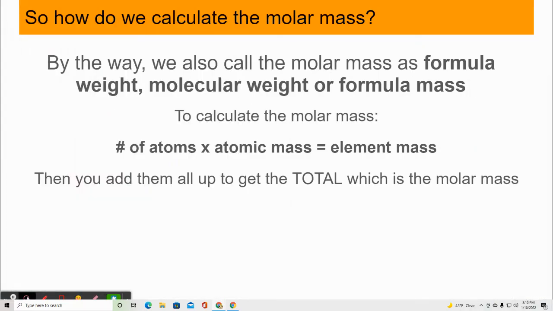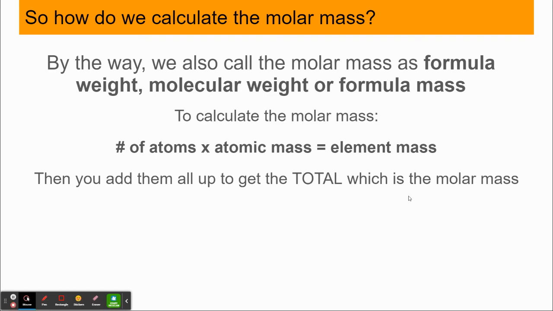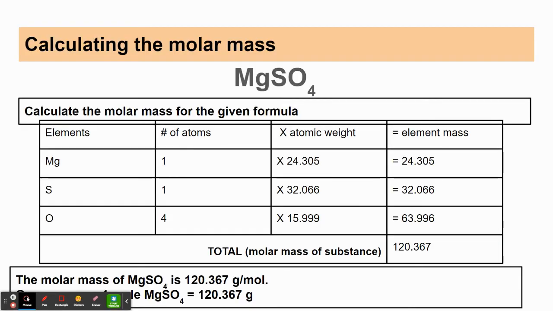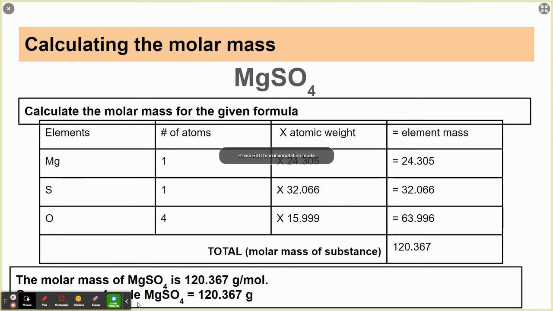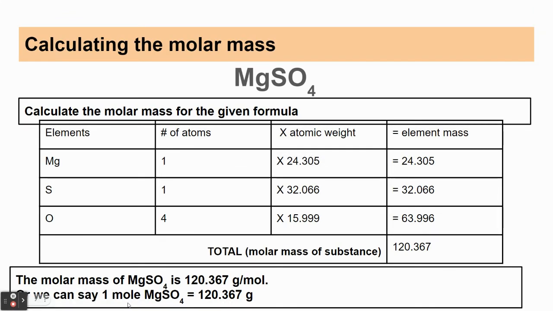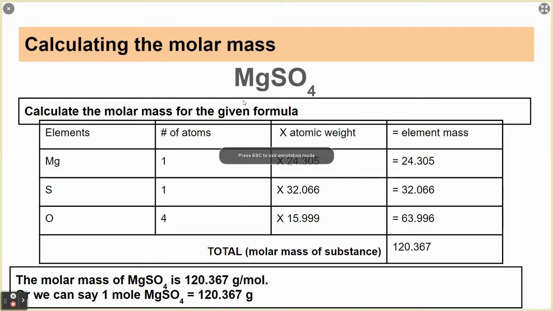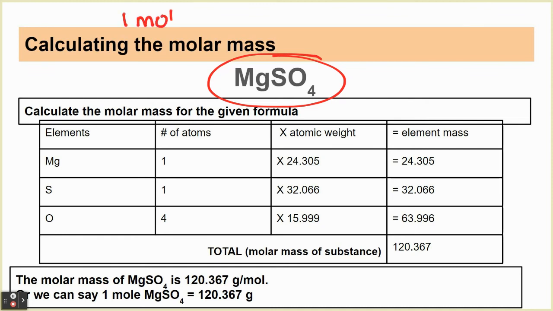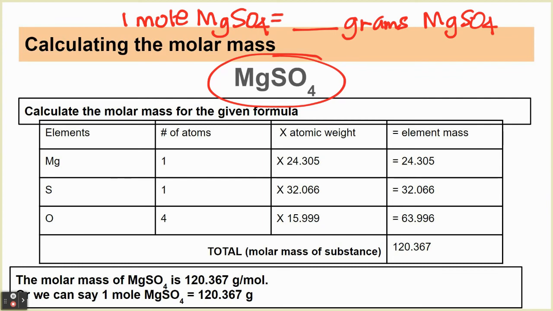All right. Here we go. Let's try this out. Let's put this into play. For example, guys, I want to calculate the molar mass of MgSO4. Again, guys, this is the formula mass, the formula weight, whatever you want to call this. I want to calculate the formula mass for MgSO4, right? So that means 1 mole of MgSO4 is equal to how many grams of MgSO4? So that's what we're going to figure out.